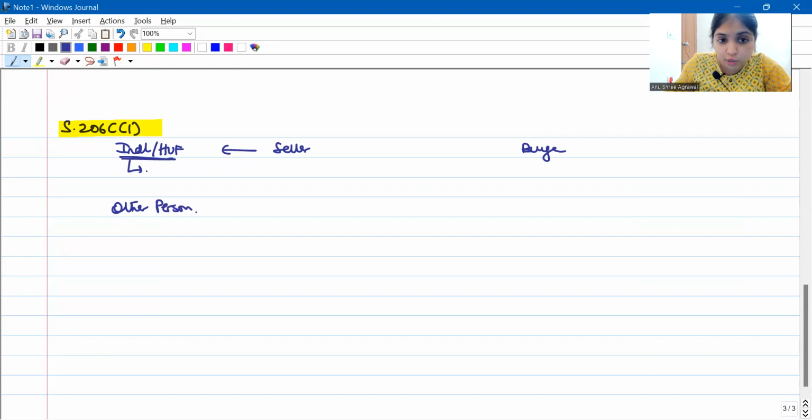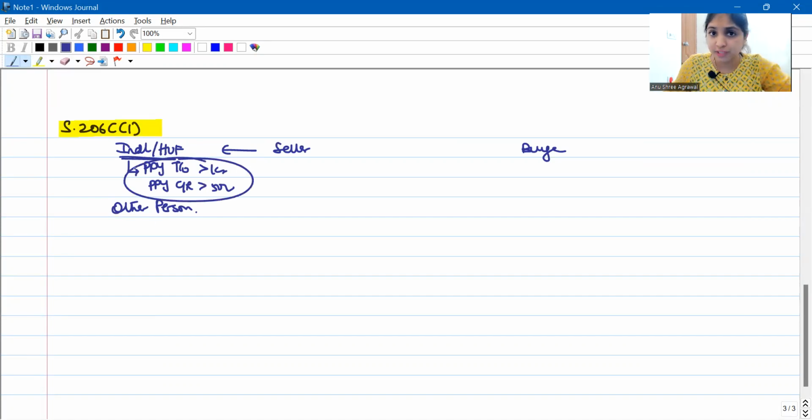If the seller is individual or HUF, I am covering only those individuals and HUFs whose preceding previous year turnover was more than 1 crore or preceding previous year gross receipt was more than 50 lakhs. Understanding? So under 206C1, I'm not covering every individual or HUF. I'm covering only those individuals and HUFs who fulfill this condition. If you're not an individual or HUF, if you're any other person, like a company, firm, LLP, AOP and all, then I don't bother about your turnover and gross receipts. So if you are an individual or HUF, this condition should be fulfilled, or you should be any other person.